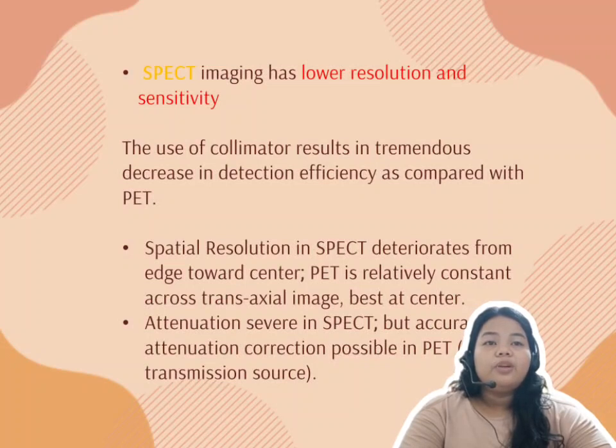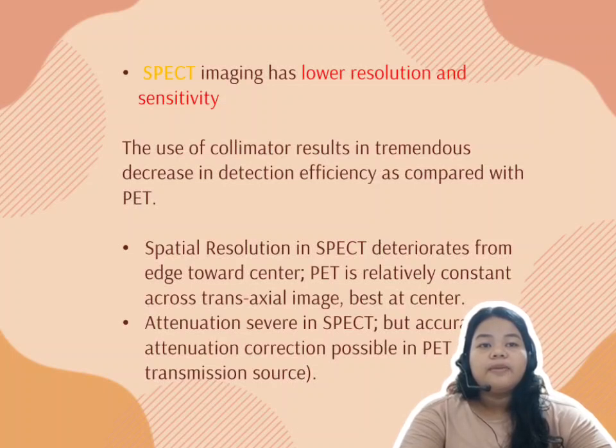SPECT imaging has lower resolution and sensitivity. The use of a collimator results in a tremendous decrease in detection efficiency as compared with PET. Spatial resolution in SPECT deteriorates from edge toward the center. PET is relatively constant across the transaxial images, best at center. Attenuation is severe in SPECT, but accurate attenuation correction is possible in PET.